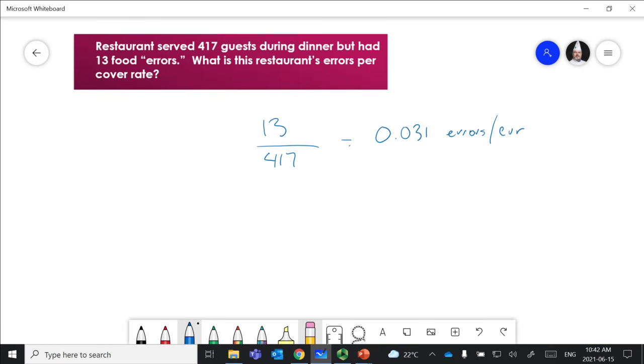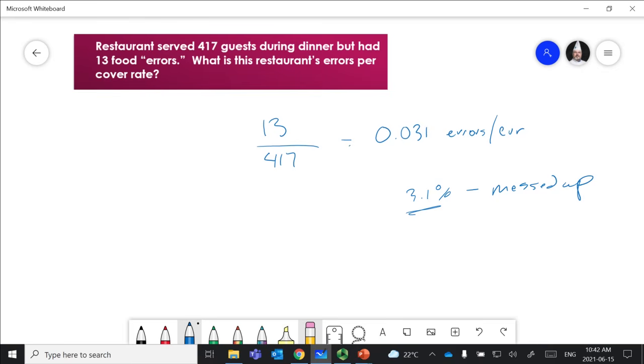So what that really translates into is 3.1% of the time we messed up, right? If we look at that as a percentage, 3.1% of the time we're messing up. Is that good? I'd say it's pretty high for errors, right?